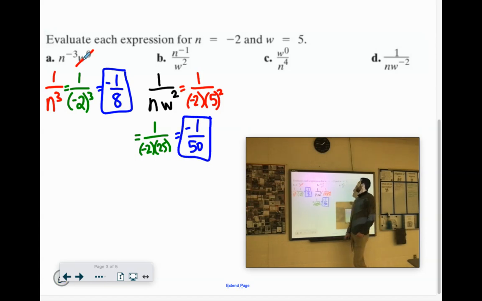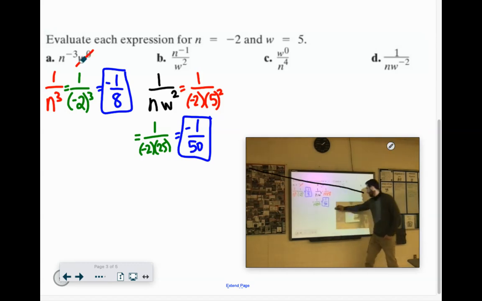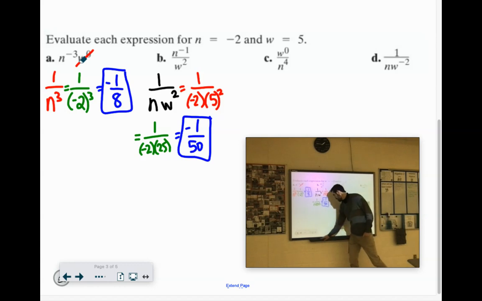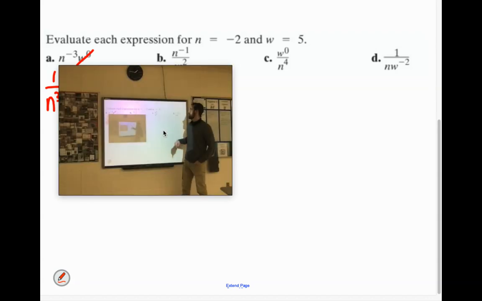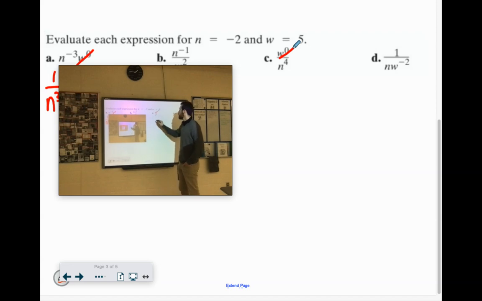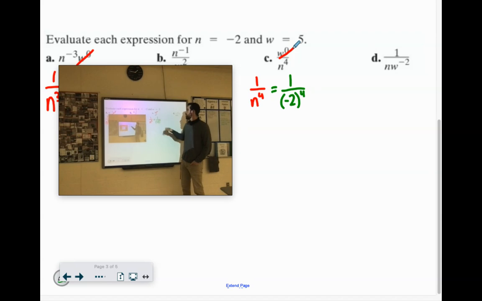All right. C, you have w to the 0 power. W to the 0 power we can just get rid of, because anything to the 0 power is 1. So we're going to be left with 1 over n to the 4th. Now, n is negative 2. And like I said earlier, when you have a negative number to an even exponent, it's going to come out positive. 2 times 2 is 4, times 2 is 8, times 2 is 16. 1 over 16.